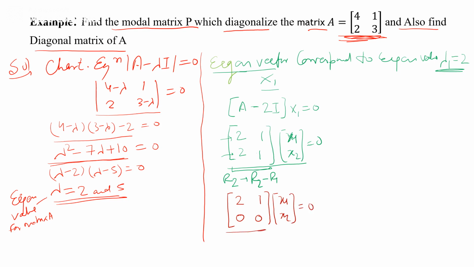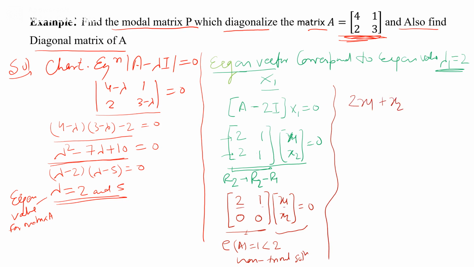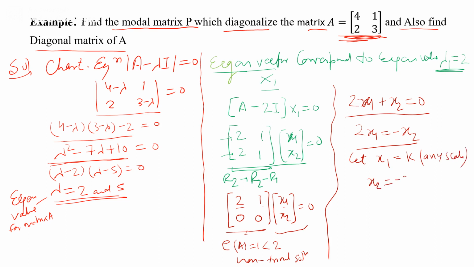Now the rank of that coefficient matrix is equal to 1, which is less than the number of unknowns, that is 2. So we can say that the system has a non-trivial solution. Then we write the equation for that, that is 2x1 plus x2 is equal to 0. So this equation implies 2x1 is equal to minus x2. Let's take x1 is equal to k, any scalar. So we can say x2 is equal to minus 2k.